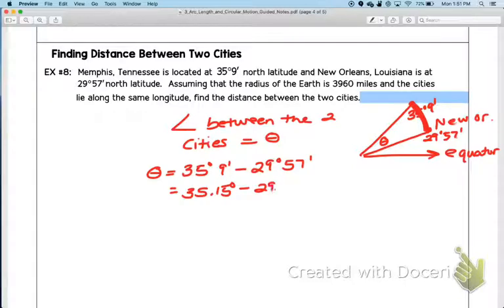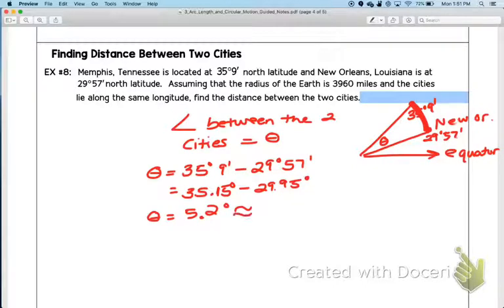minus 29.95 degrees. I got the 0.15 by taking 9 divided by 60. I got the 0.95 by taking 57 divided by 60. So that difference is approximately 5.2 degrees.